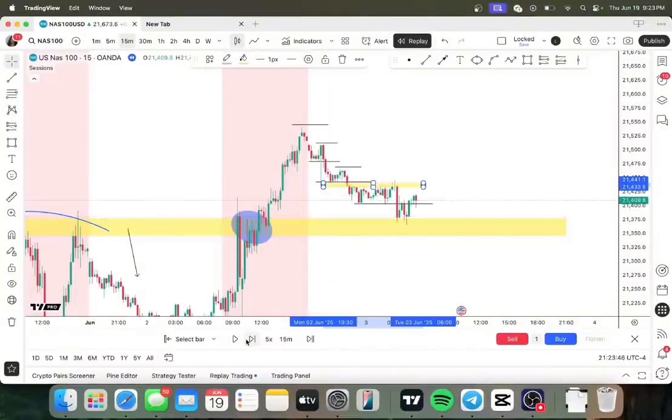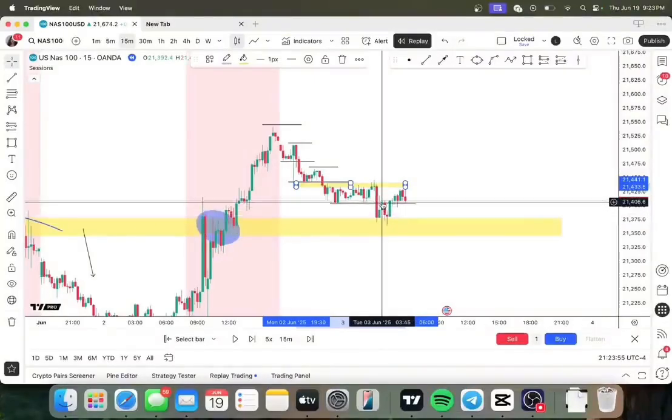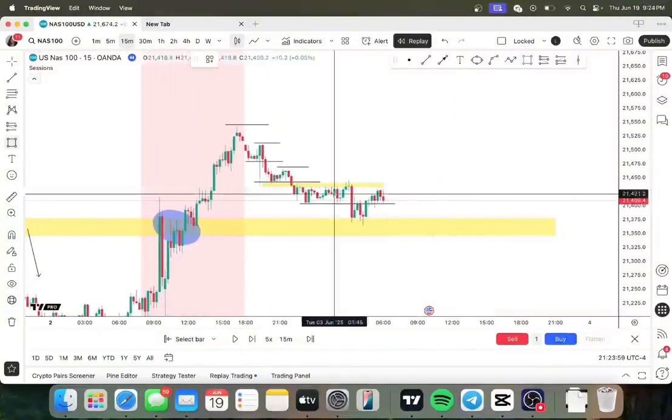So let's wait until, okay, boom, now we have price make this low. We can see here that price pushed up. So from this low, buyers kicked in a little bit, tried to push price up, and it failed to do so. So this is another lower high, right?